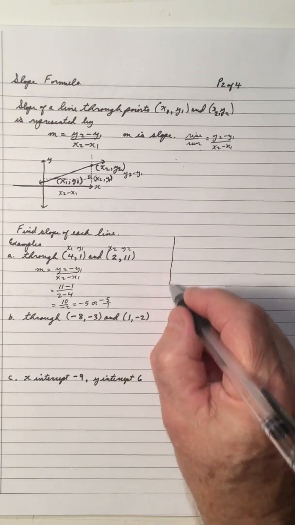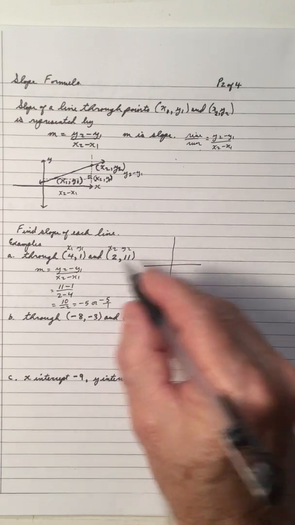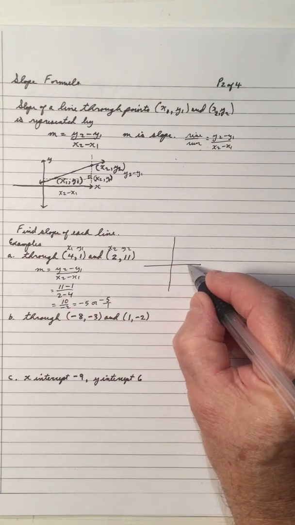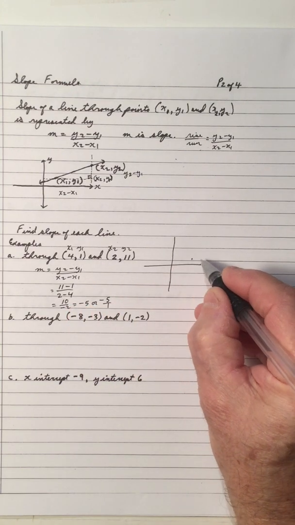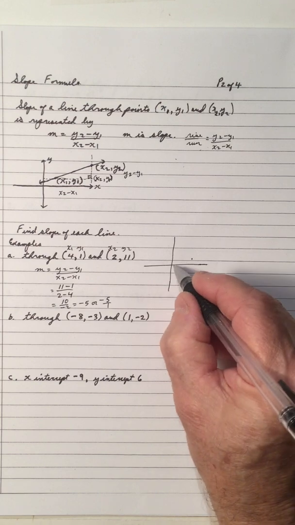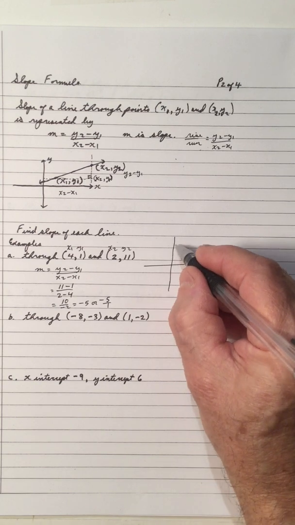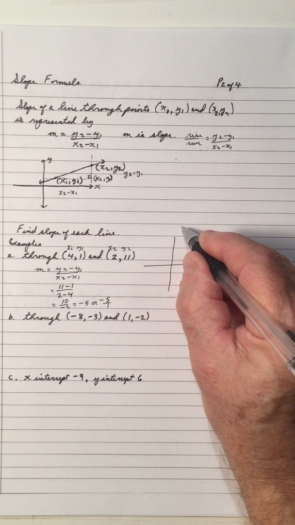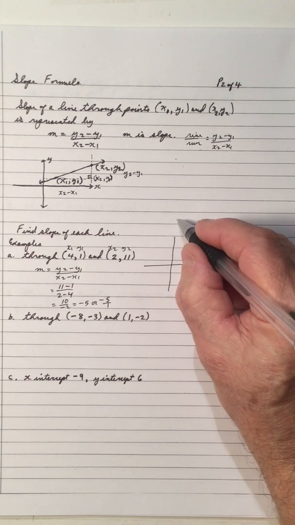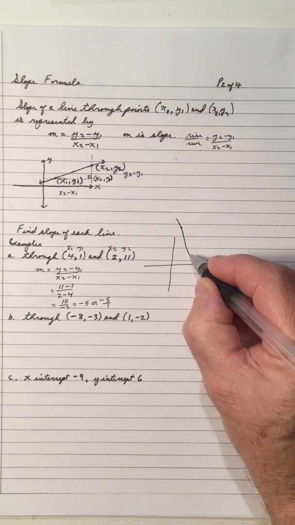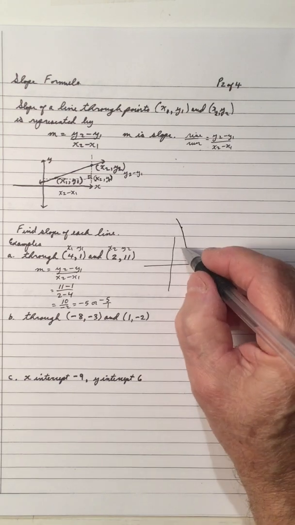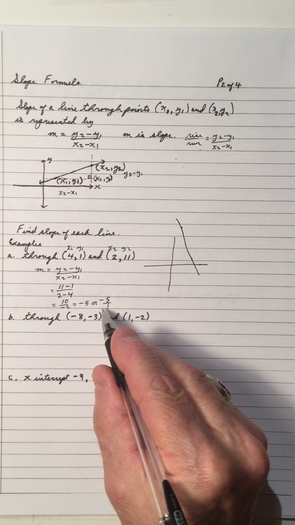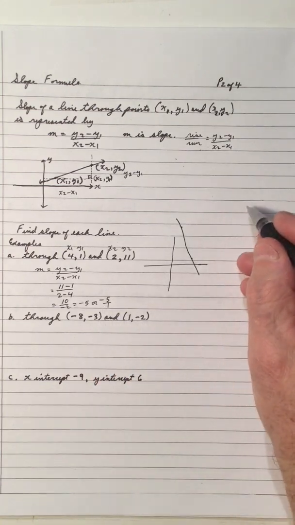And just to look at a representation of that, the point 4, 1, let's pretend 4 is here and 1 is here. And then we have the point x is 2 and y is 11, so let's pretend that point is right there. So notice that this line is going up to the left, and up to the left is a negative slope. A positive slope goes up to the right.